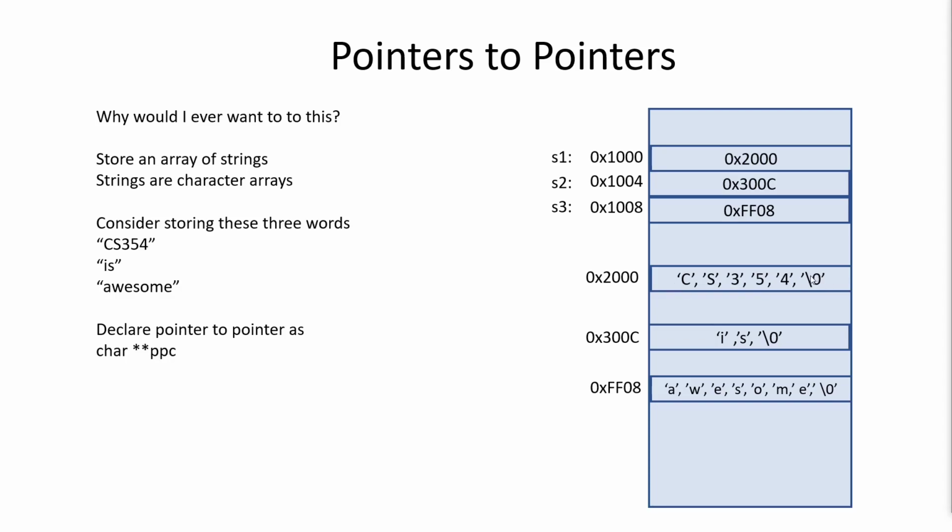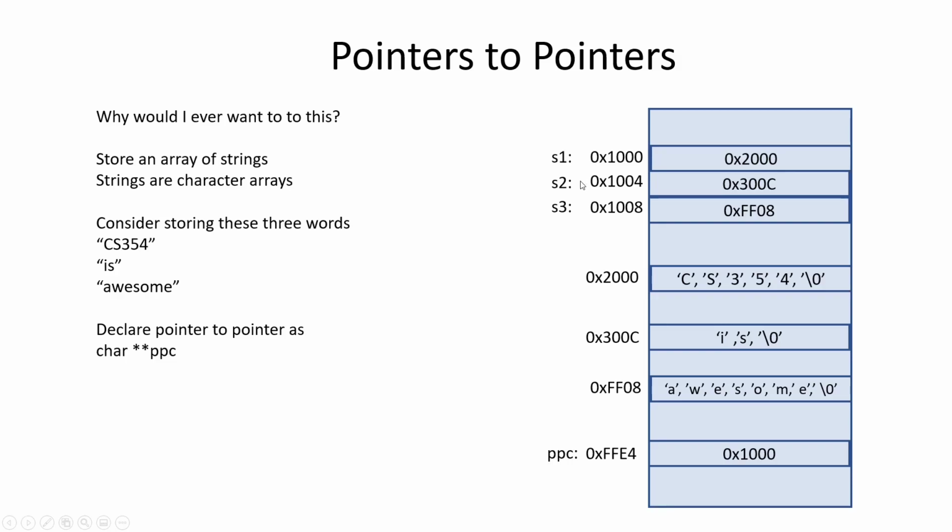I've got my character strings somewhere in memory, so this is a 6-byte string starting at 2000. So S1 is going to hold the address of that, so it'll know it's right there. And then I've got S2 pointing to the second string, there is, and S3 is a pointer to this string right here. Now, I can declare a pointer to a pointer by using char **, and I named it PPC, pointer to characters. And then if we take a look at the memory, this is going to be somewhere in memory, and this is just going to have the address of the very first string in that character array once I put it all together.